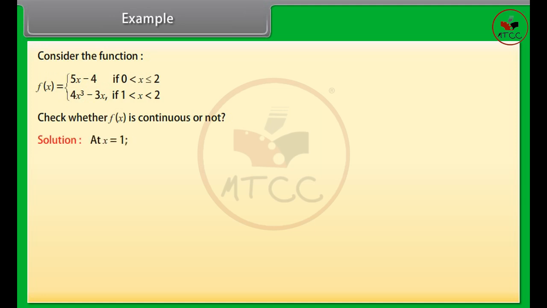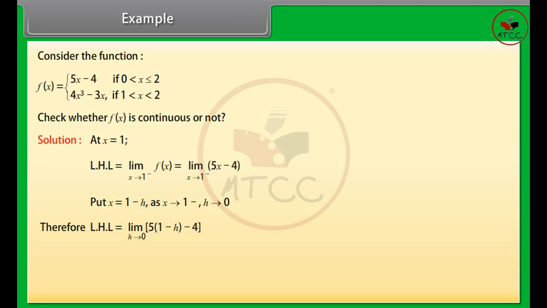Solution. At x equals 1, left-hand limit is equal to limit x approaches 1 minus of f(x), which is equal to limit x approaches 1 minus of 5x minus 4. Put x equals 1 minus h. As x approaches 1 minus, h approaches 0. Therefore, left-hand limit is equal to limit h approaches 0 of 5 into (1 minus h) minus 4, which is equal to 5 into (1 minus 0) minus 4, which is equal to 1.